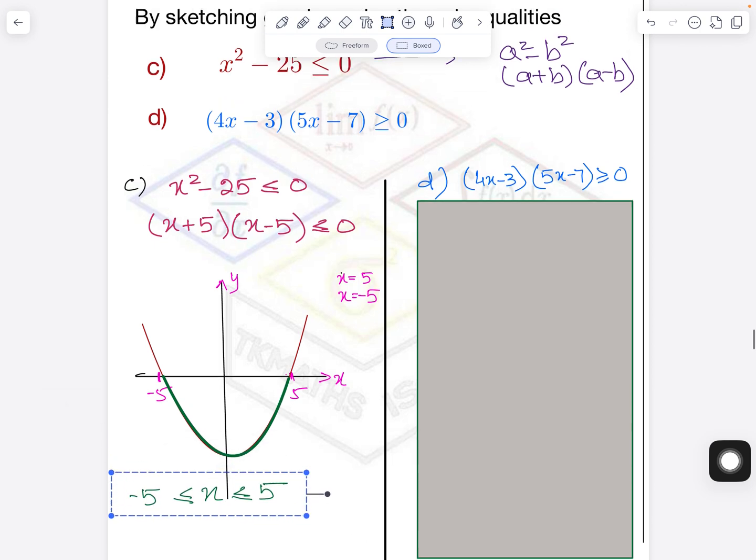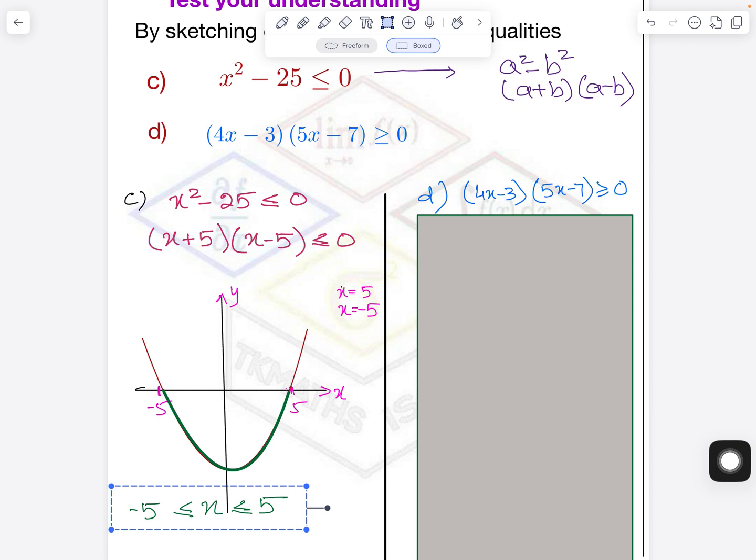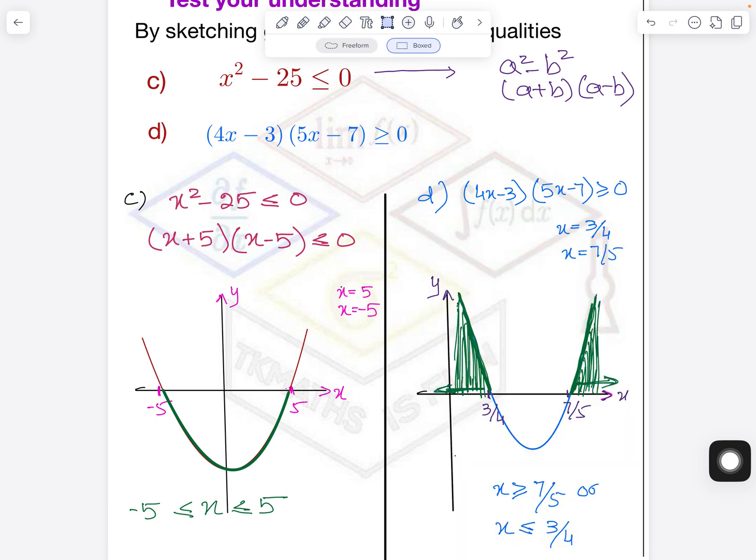So first one, the roots are between -5 and 5. For the second one, for the first one, you can see this, because it is the part which is below the x-axis, so the values of x are these. Okay.